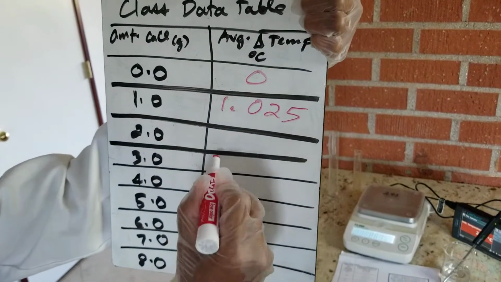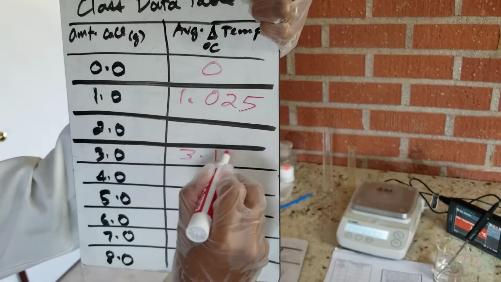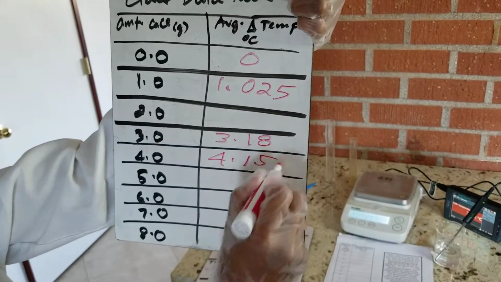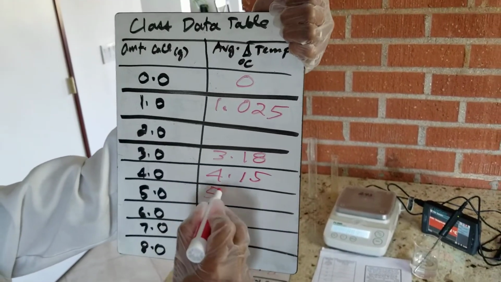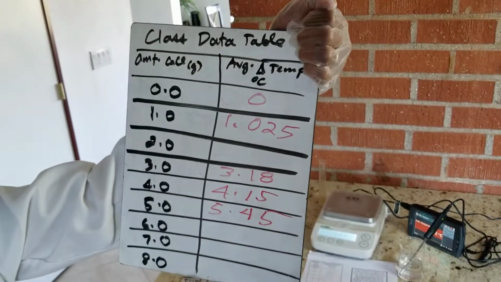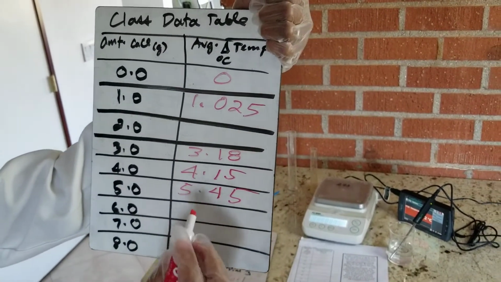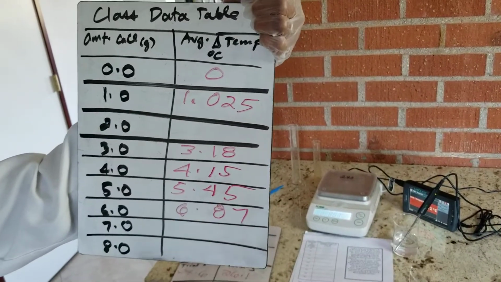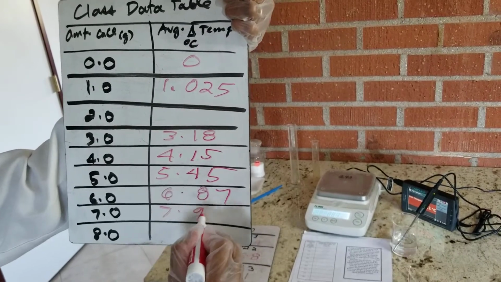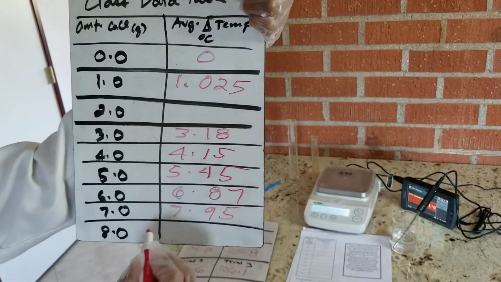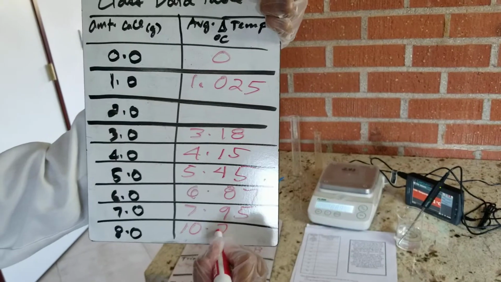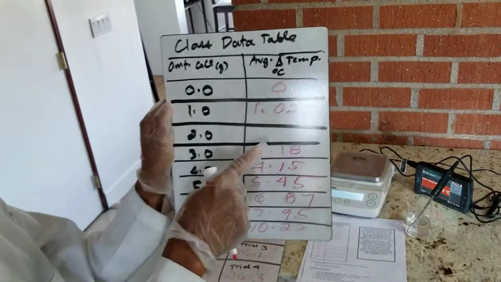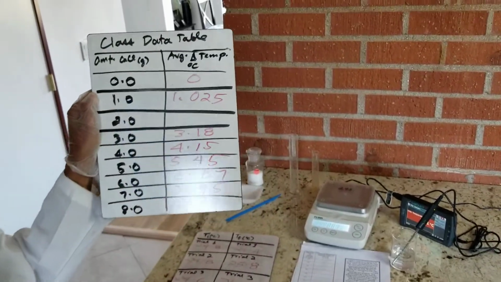3 grams, what if we end up with 3.18? For 4, 4.15. For 5, 5.45. For 6, we have 6.87. For 7, we have a 7.95. And then for 8, we have a 10.23 change in temperature, average change in temperature. So again, this is missing because that's what I need you to do the calculation for.